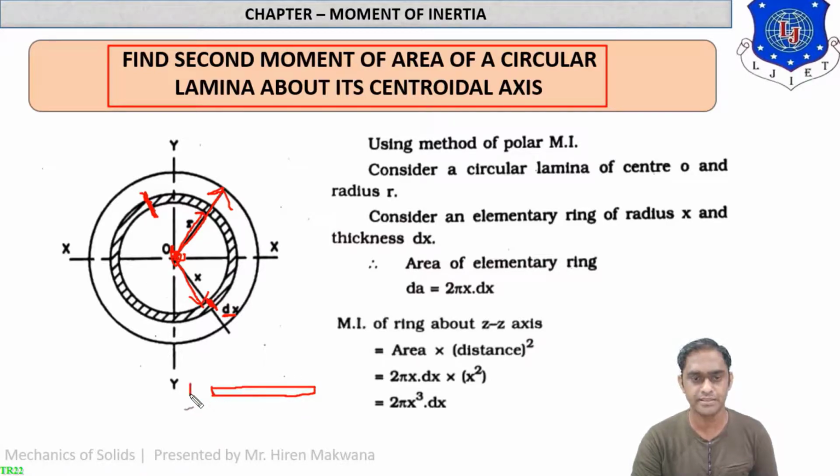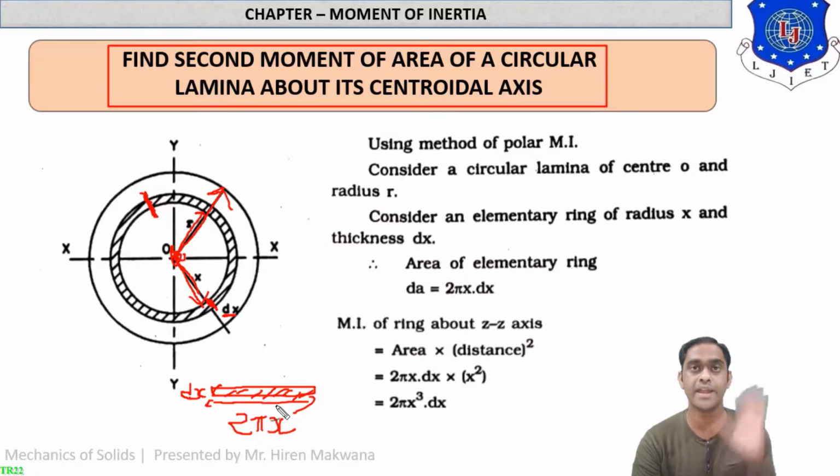Then this is the thickness of the strip dx, and this is the length of the rectangular strip, which is the earlier circle. So this length is equal to the circumference of the strip, means 2 pi into x, because circumference means 2 pi into radius. So the radius of this strip is equal to x. So what is the area of this rectangular strip? The area of this rectangular strip is equal to dx into 2 pi x.